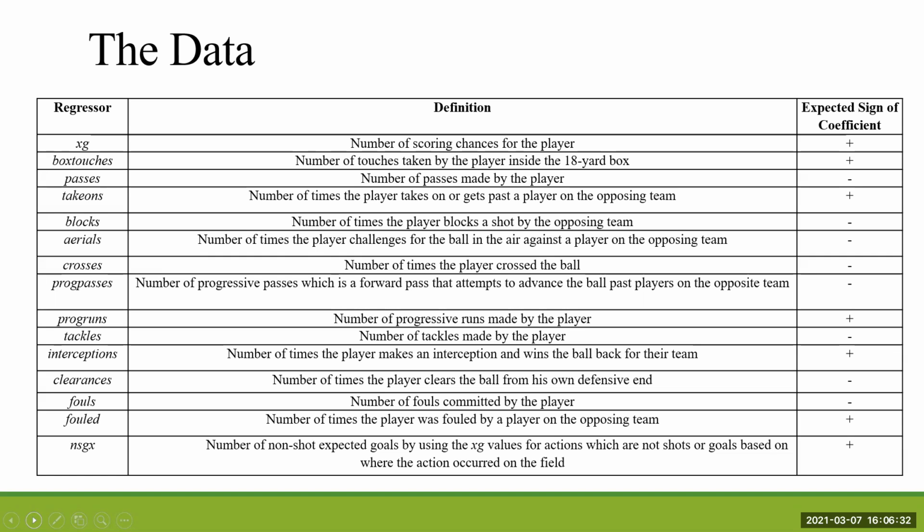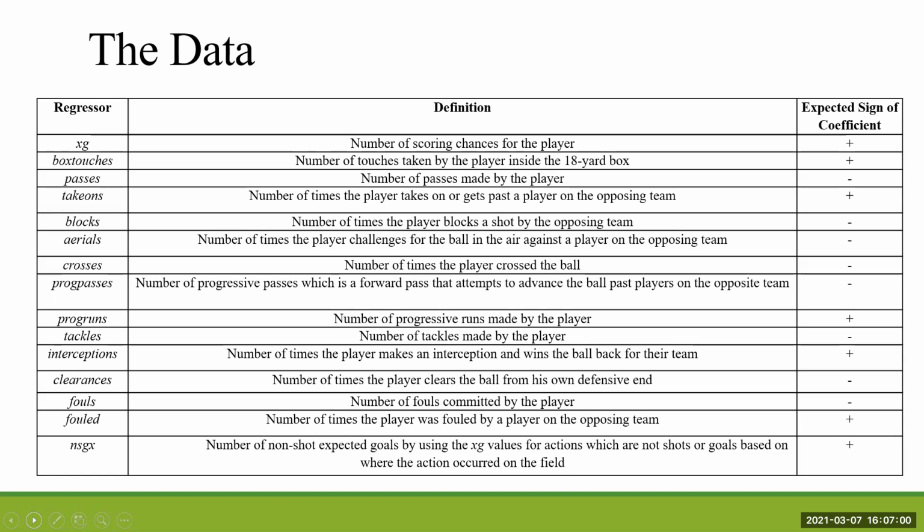So just to draw your attention to that next variable, box touches. This is just the number of touches taken by a player inside that 18-yard box, and we expect it to have a positive coefficient. So we expect it to be positively related to the number of goals scored by a player. This would make sense because as a player has more touches in the box, they probably will have more opportunities to score, so they're going to have more goals.